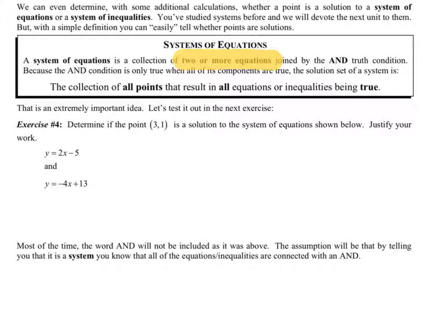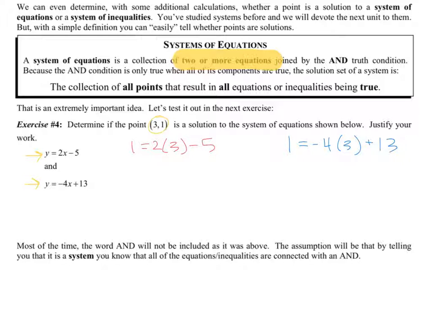That doesn't really make a lot of sense right now. So let's put it to use. So exercise 4, we have this point of 3, 1. And in order for it to be true for this solution, it has to be true in the first equation and the second equation. So is 1 equal to 2 times 3 minus 5? And is 1 equal to negative 4 times 3 plus 13?